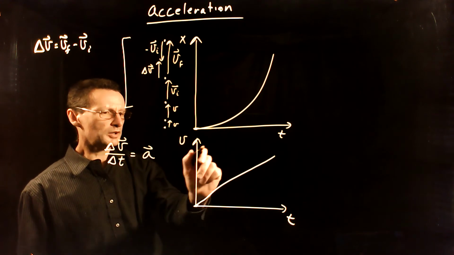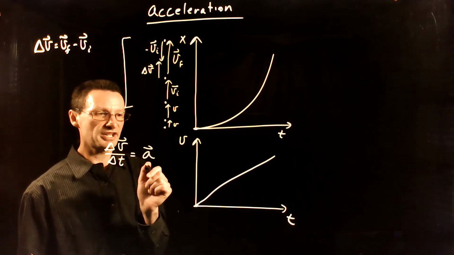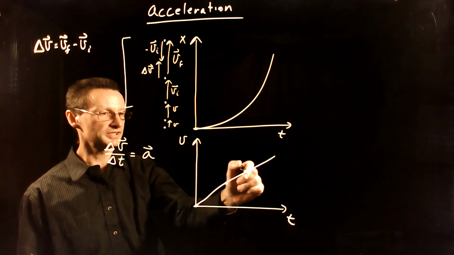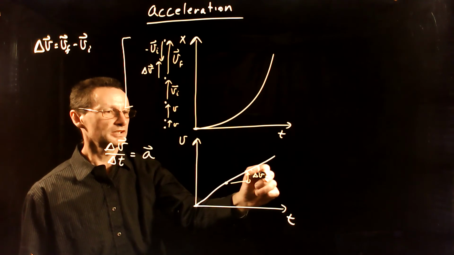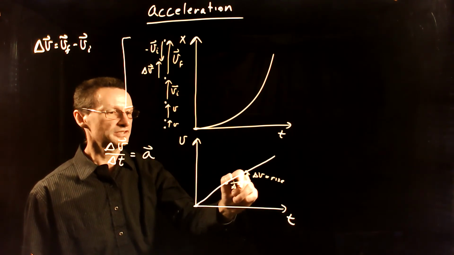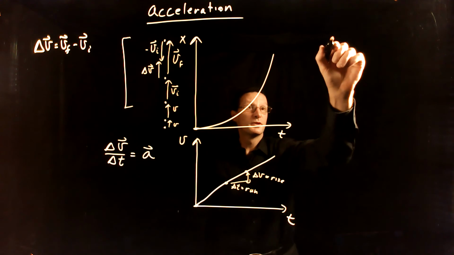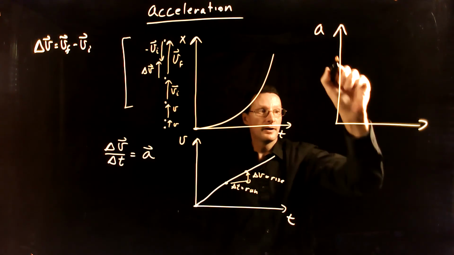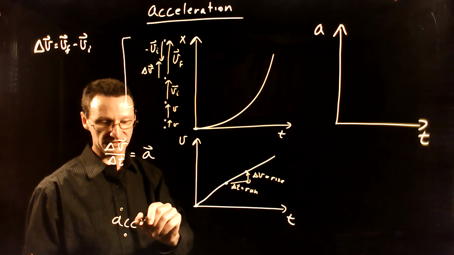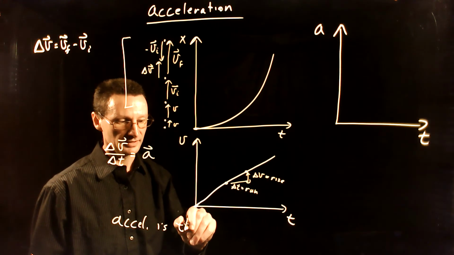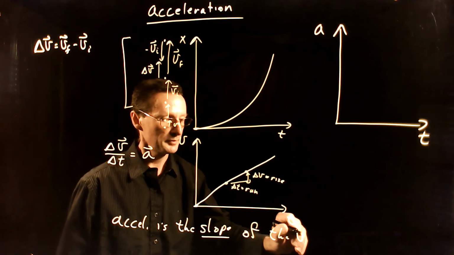So how could we get acceleration from this graph here? Well, because we're looking at the change in velocity over the change in time, remember the change in velocity, if we pick 2 points here, that's going to be the increase here. So this is the change in velocity, which is the rise, and the change in time is going to be the run. And so this is rise over run. That means that acceleration is going to be the slope of the velocity time graph. So let me just write that out. Acceleration is the slope of the velocity time graph.